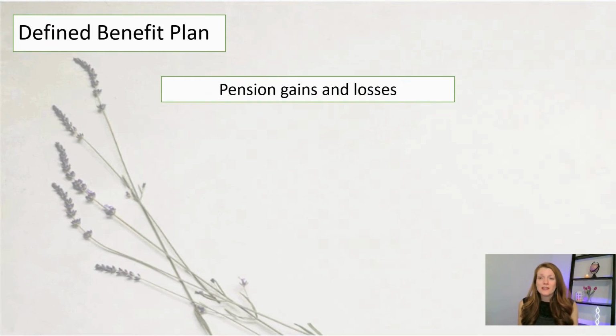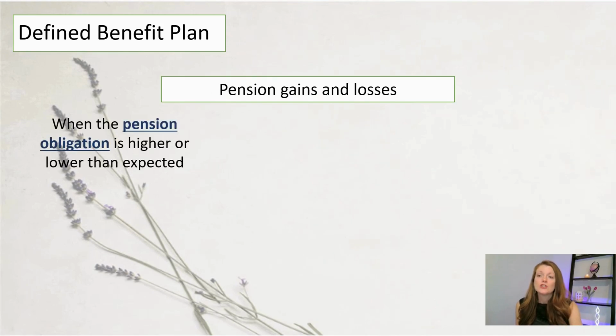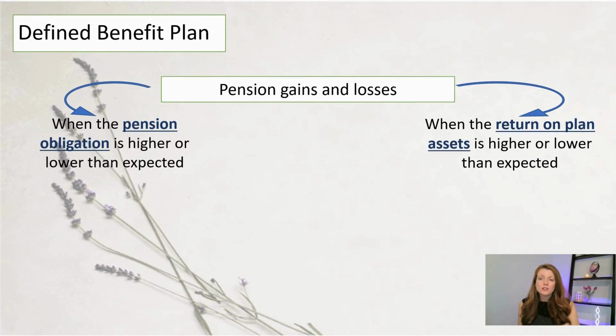So, some other things that go into our pension benefit, our defined benefit plan, are the pension's gains and losses. A loss for the pension versus a gain could arise when a pension obligation, that liability that we have, is higher or lower than expected. If it's higher, it'll be a loss because that's more of an obligation. If it's lower, we could have a gain.